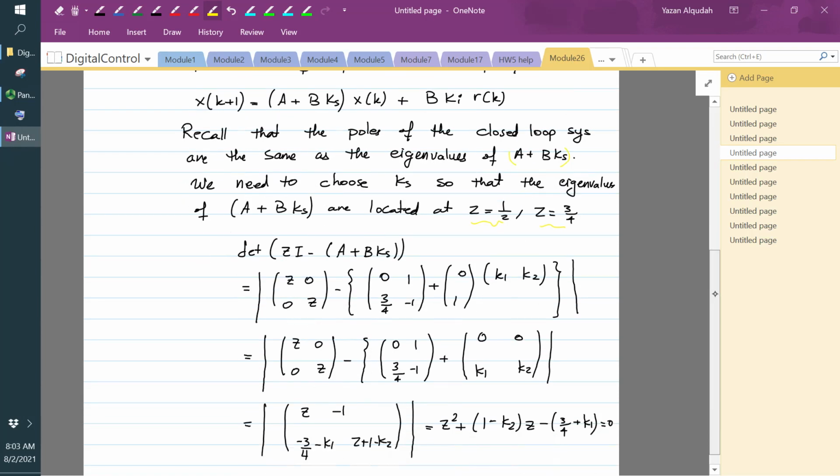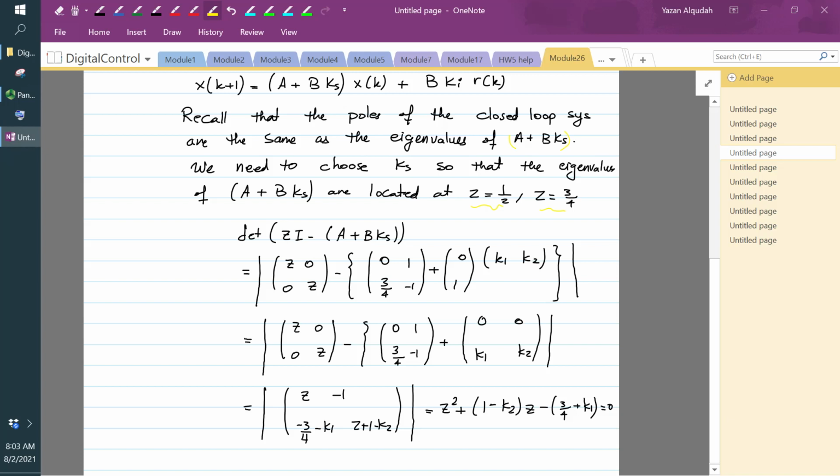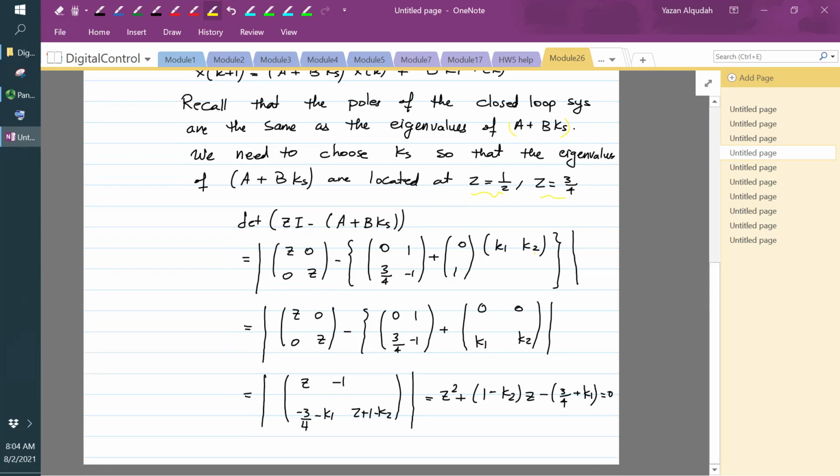So let's calculate the determinant of zI minus (A plus B multiplied by Ks), which is z multiplied by identity minus (A plus B multiplied by Ks), where Ks is equal to [k1, k2]. Now if we multiply these and simplify, we're going to get, if we calculate the determinant, z squared plus (1 minus k2) multiplied by z minus 3/4 plus k1 equal to 0.